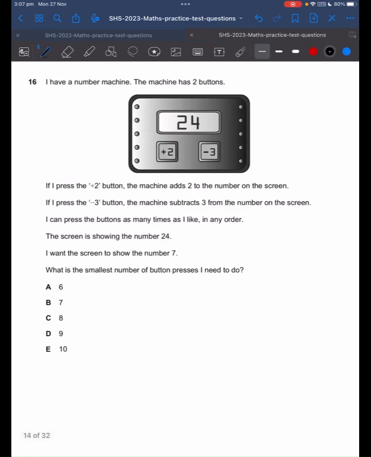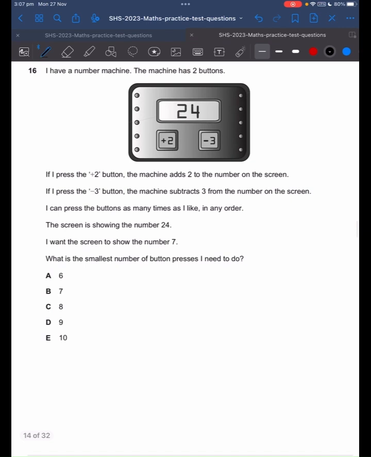Now question 16 requires a bit of guess and check, unfortunately. So we want to get to number 7 from 24. One way you can do this is to recognize that 24 is part of the 3 times table, specifically 3 times 8. 7 is not part of the 3 times table, so no matter how many times we choose minus 3, we are never going to get 7, so we have to use plus 2.